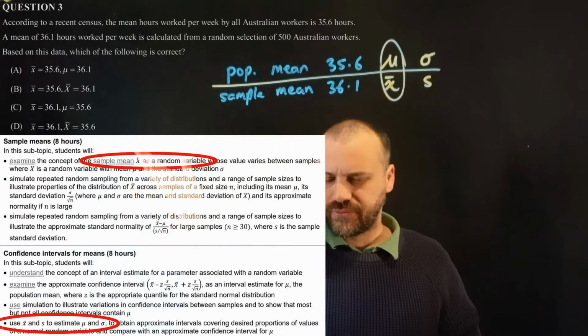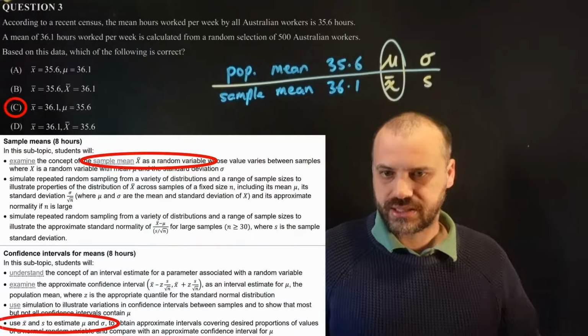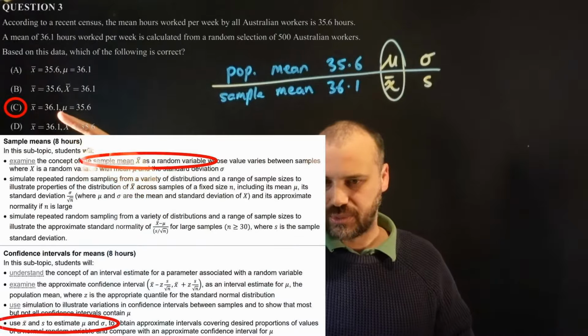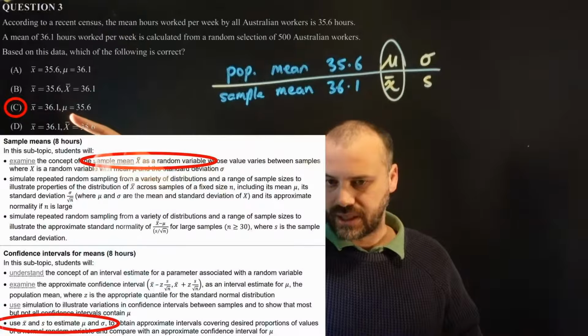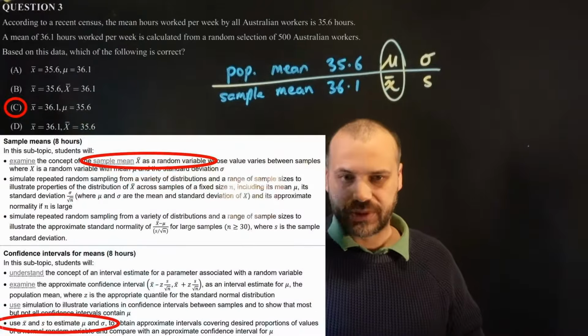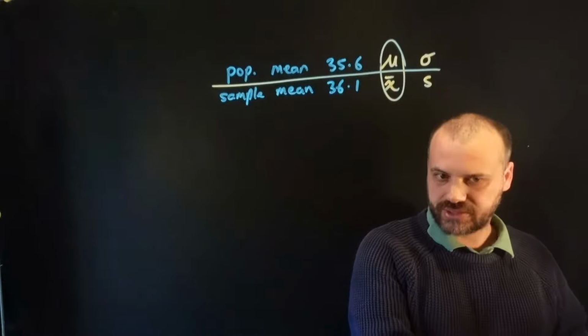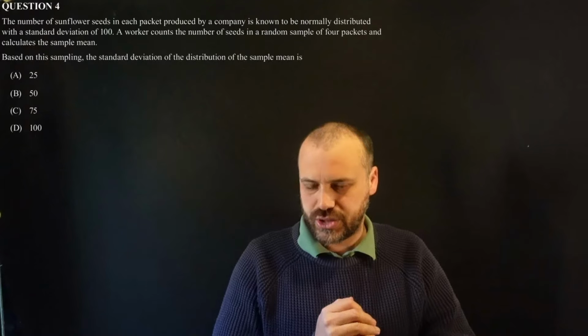Okay, finally, we have an answer. It is C, lowercase x hat, so that's the sample mean, is 36.1. And mu is 35.6, our population mean. Fairly straightforward question. Next. So another little statistics question here.